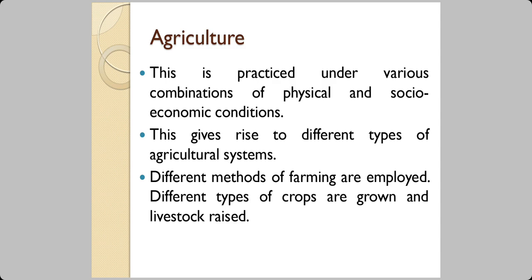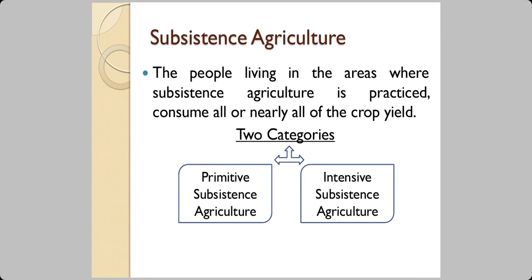Now we talk about agriculture. This is practiced under various combinations of physical and socio-economic conditions, and this gives rise to different types of agricultural system. What gives rise to different types of agricultural system is the variations in physical and social and economic conditions. Different methods of farming are employed, and different crops are grown and livestock raised.